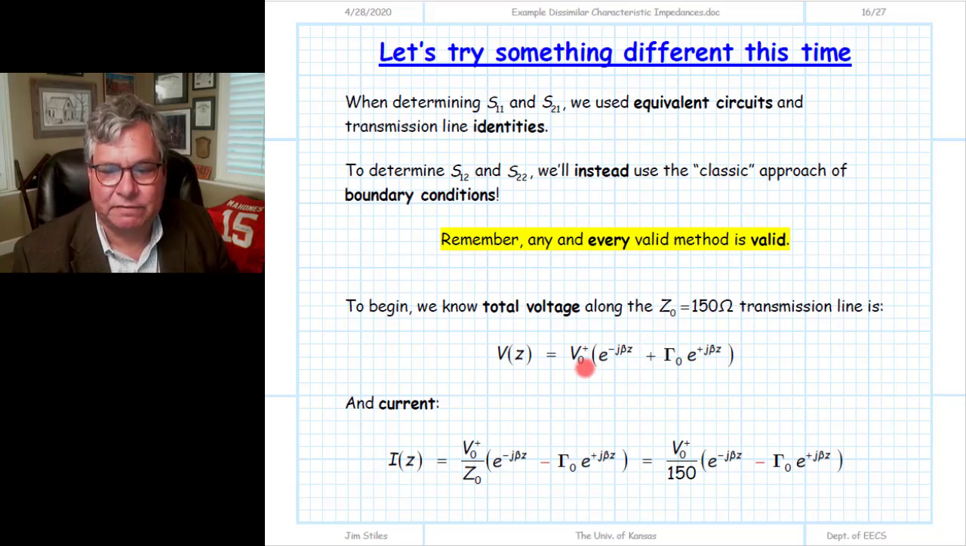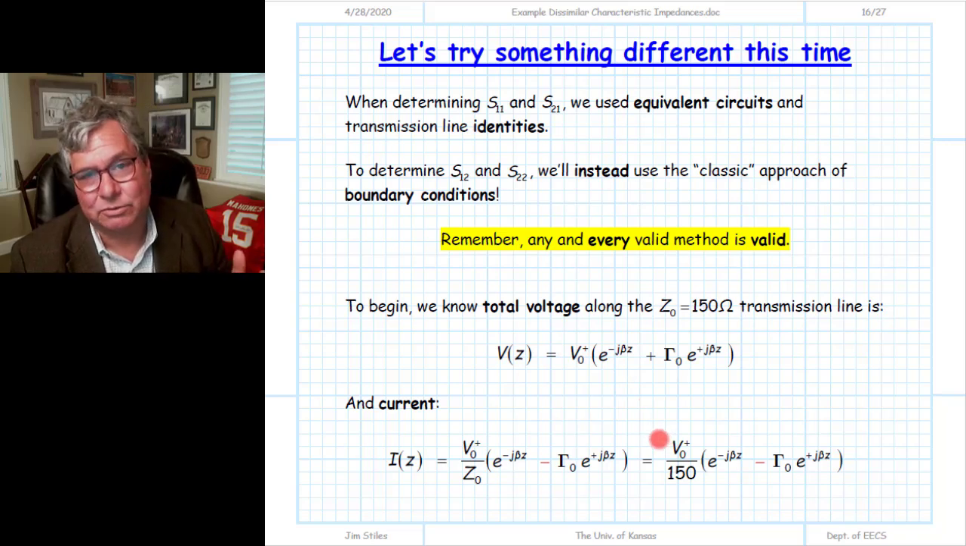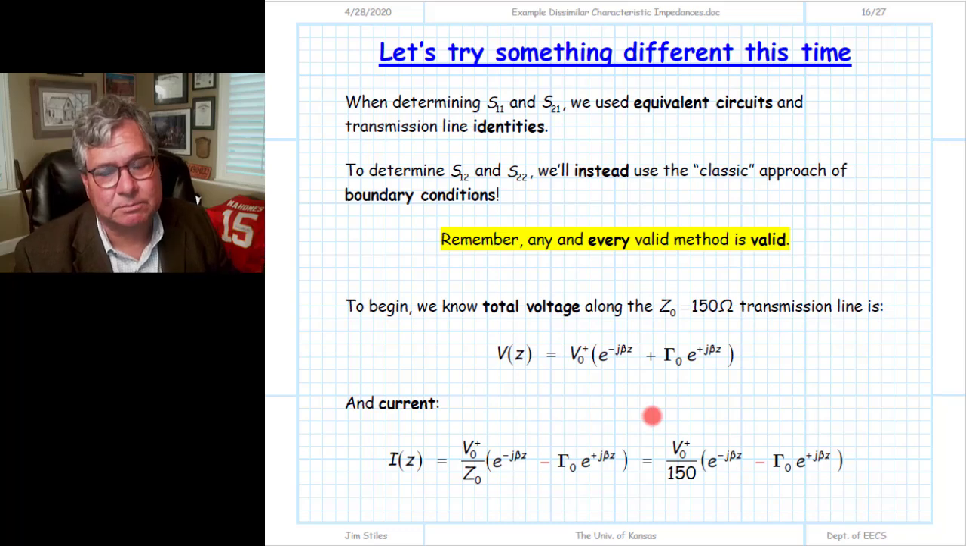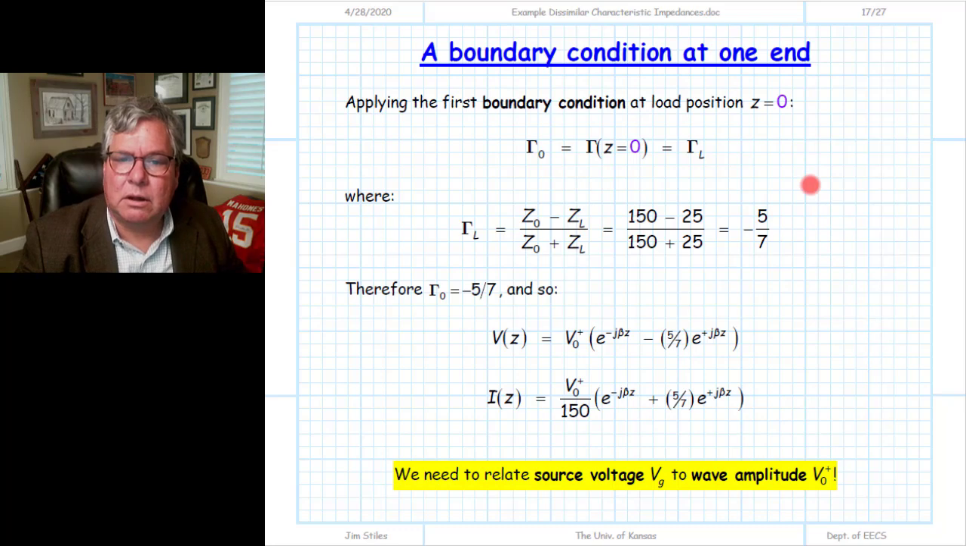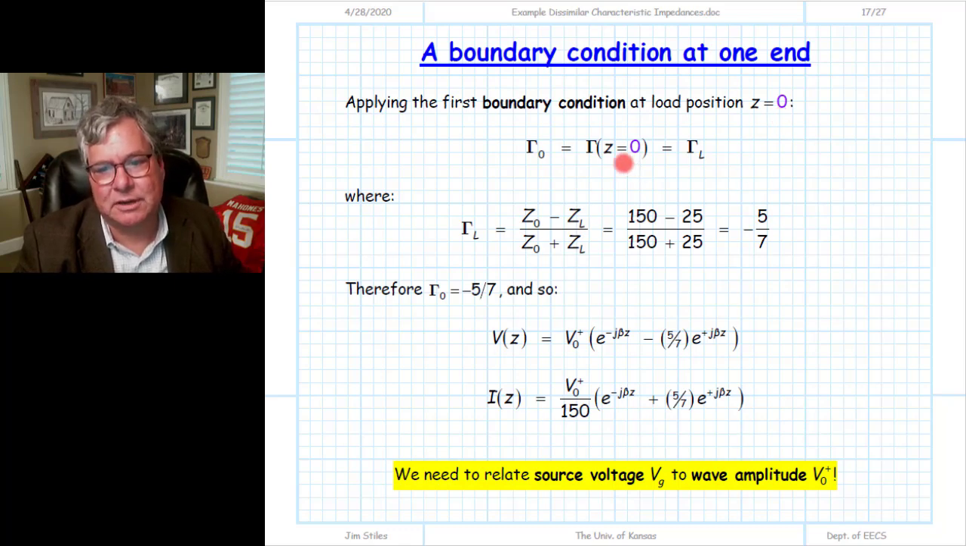In this case, each of these is written in terms of the wave amplitude V0 plus, and of course right now we have no idea what V0 plus is. All right, so let's apply our first boundary condition at the end of the line at z equal to 0. This is where the load is located. That boundary condition simply says that the reflection coefficient function, when evaluated at the end of the line where the load is, must be equal to the load reflection coefficient.